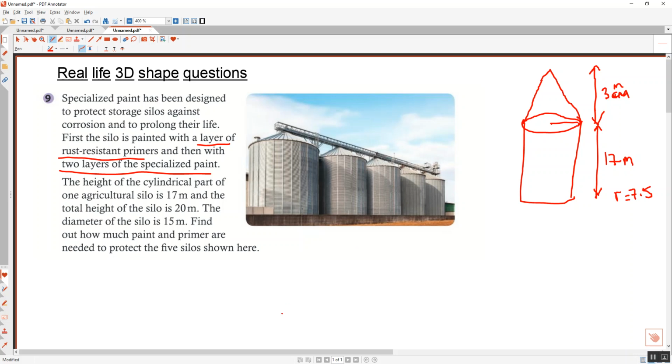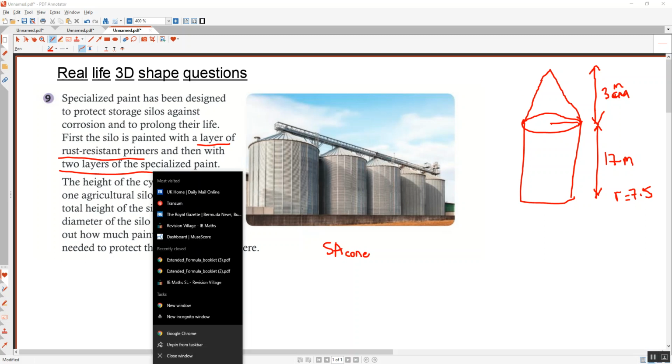We need to find out how much paint and how much primer is needed. I'm looking for 2 things, not just one. So we need to work out the surface area of what first? The cone. The surface area of the cone. Now, do we need the surface area of the full cone? No, we only need the curved part.